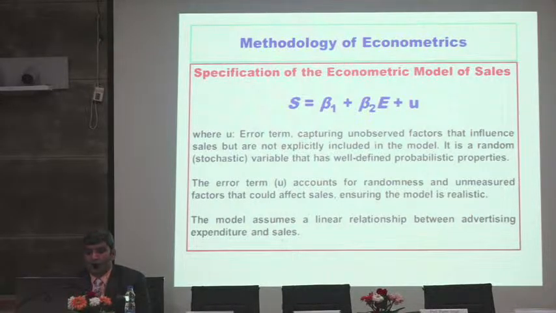The model assumes a linear relationship between advertisement and sale. This model is a linear model. And in the next slide, we will discuss how a model can be linear and how a model can be non-linear. So this is the linear model, and we have the U error term, that is the stochastic term. Our further discussion in the next lecture will depend upon the stochastic model.